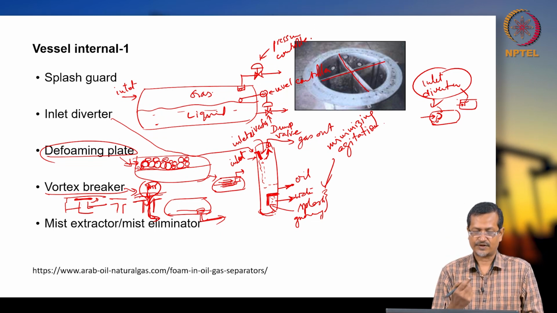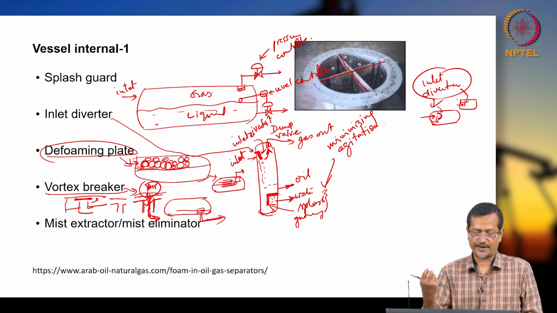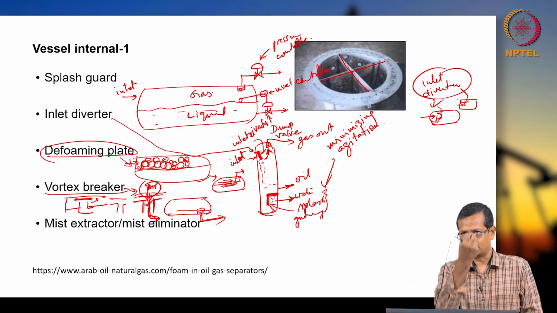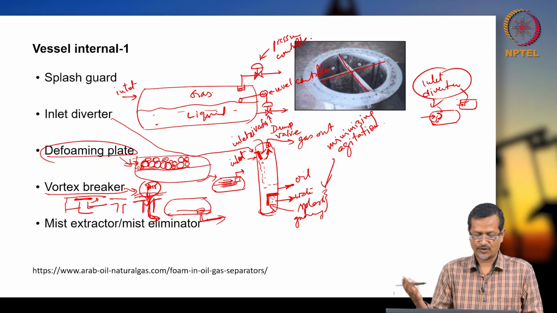If you are not giving a vortex breaker, then when fluid, liquid or oil, water is going out of the separator, it will create a vortex, and gas will go out through the line. So, your main purpose of separation is gone, okay, the system will not work.